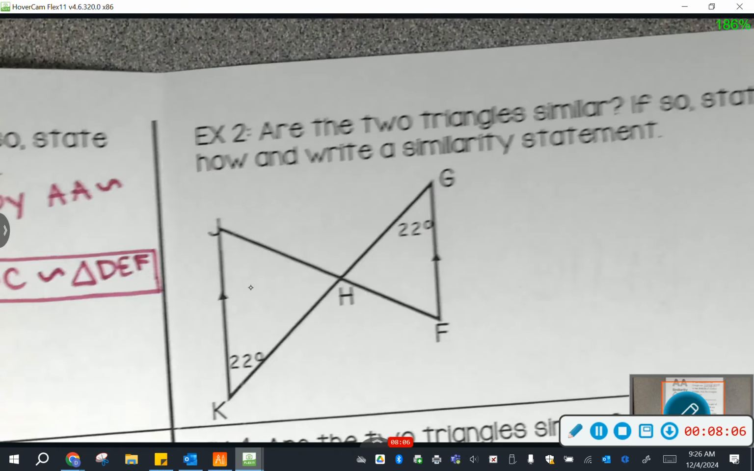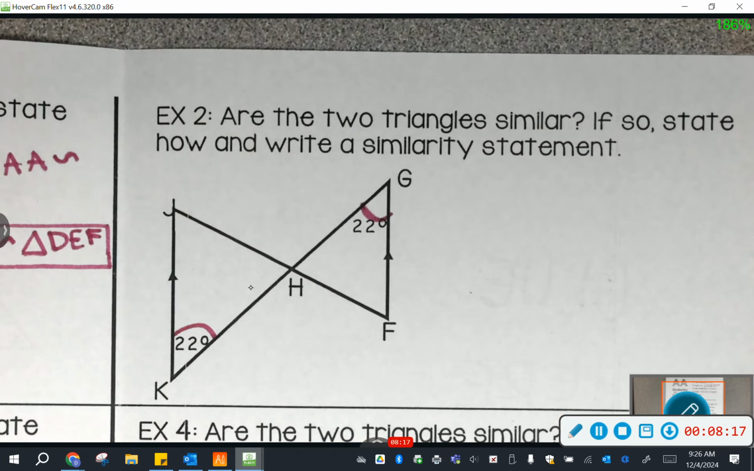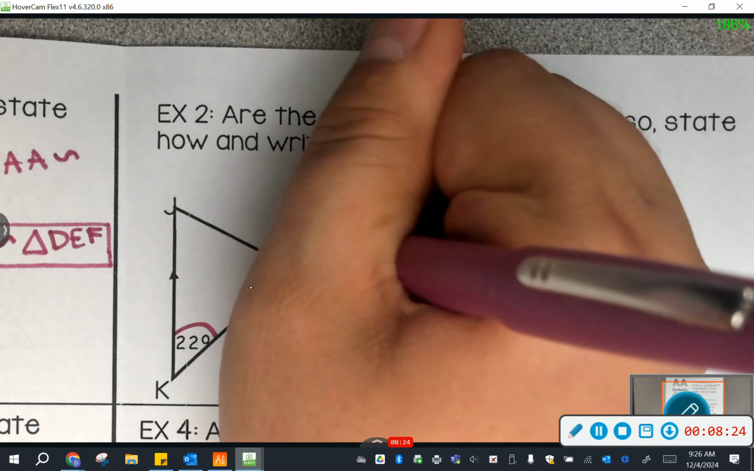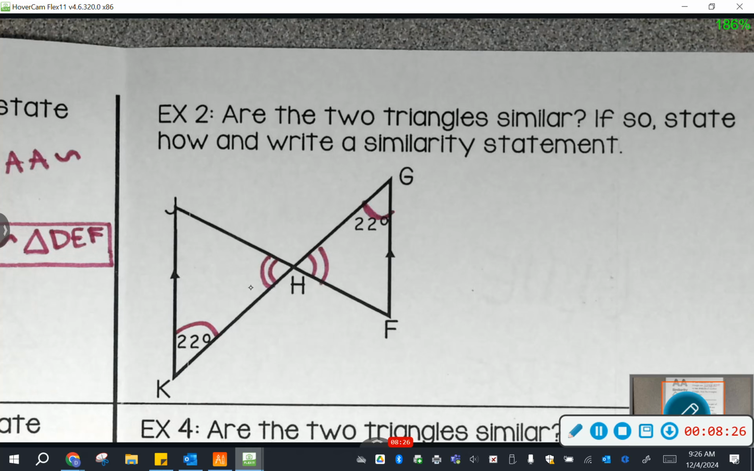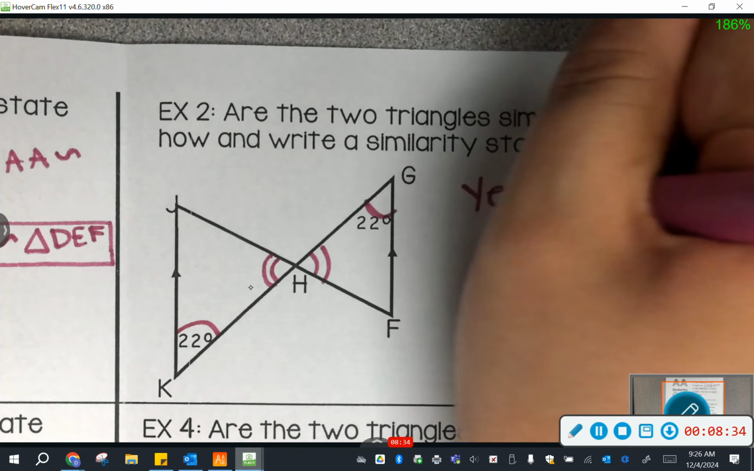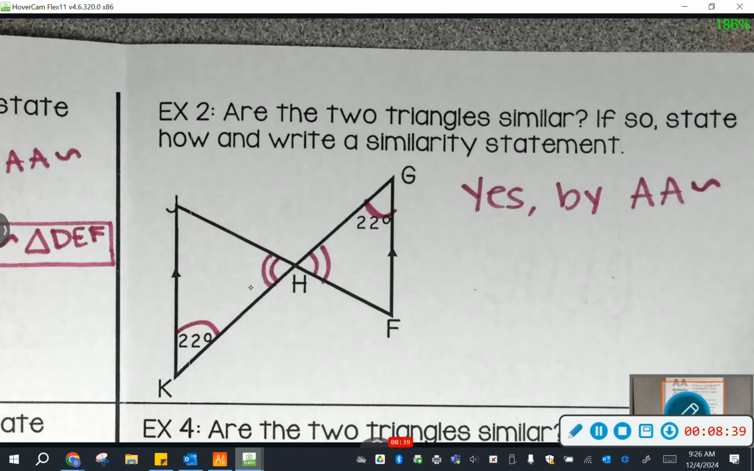Example 2. Are these 2 triangles similar? What do I see right off the bat? 22 and 22. That's one of them. Is there another? Yes. The vertical angle. We have vertical angles. This is a bow tie, so we can add in the vertical angles. Do I have 2 sets of angles that are congruent? Yes. So this is yes by AA similarity.